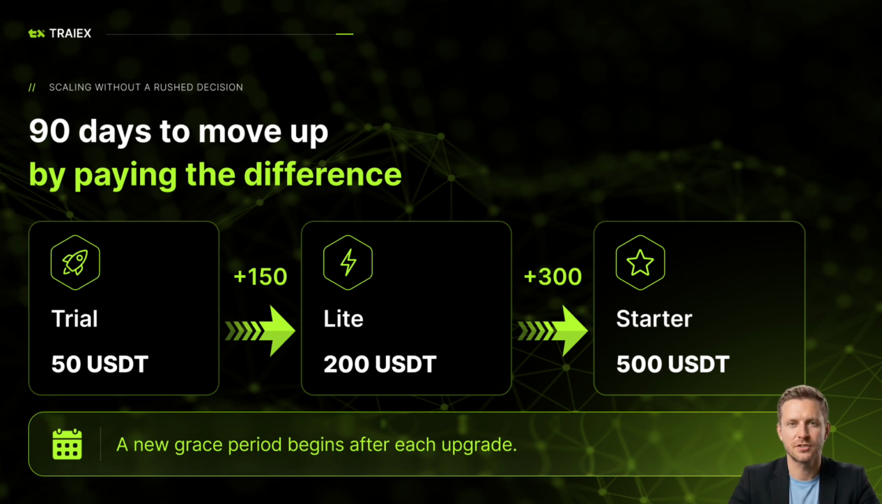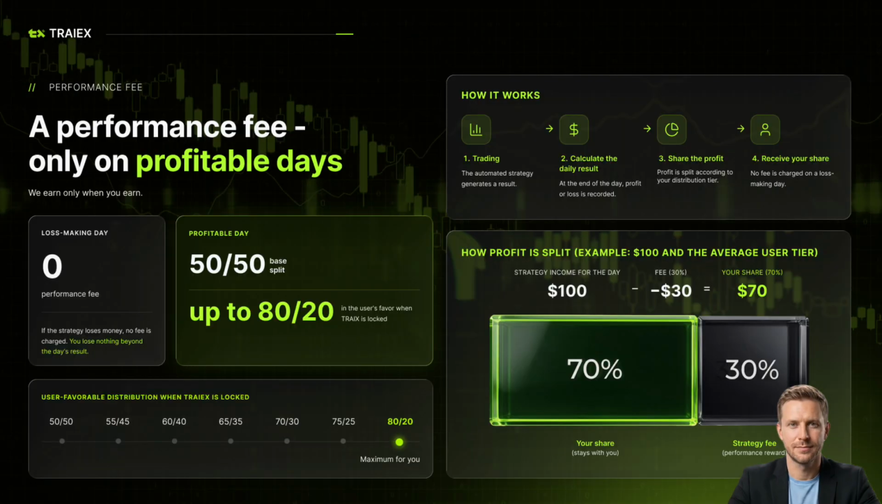One of the strongest features of the subscription model is the grace period for upgrading. After the purchase, the user gets 90 days to move up to the next level by paying only the difference. For example, someone starts with Trial Trader at 50 USDT. If the product fits, they add 150 and move to Light Trader. After that upgrade, they get another 90 days, and if needed, they add 300 more and move to Starter Trader. This lowers the risk of the first decision. You do not have to buy an expensive subscription upfront, and you do not have to pay for a whole new plan later. The subscription gives access to the technology for 365 days.